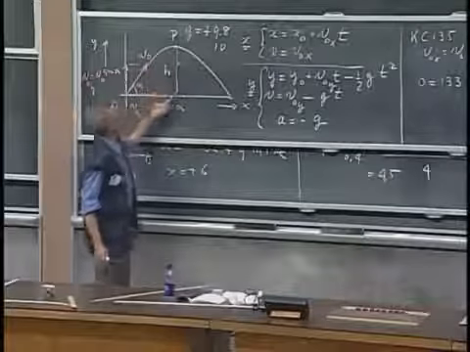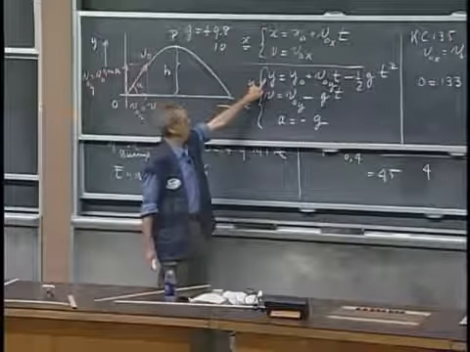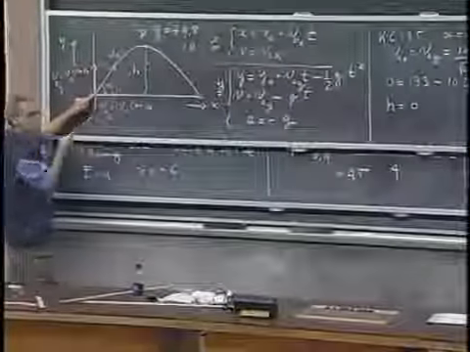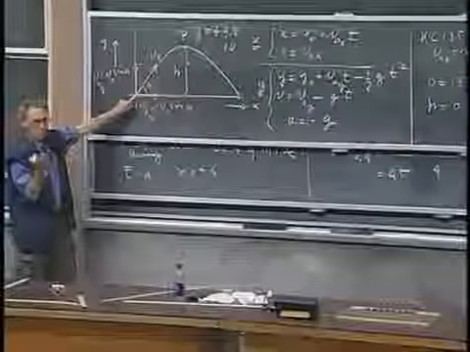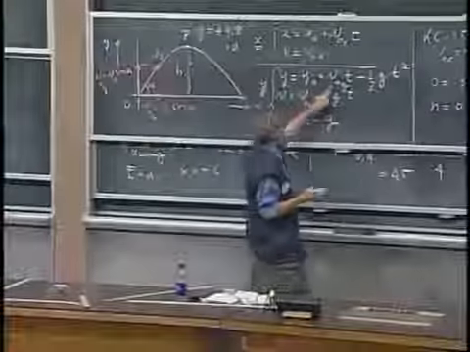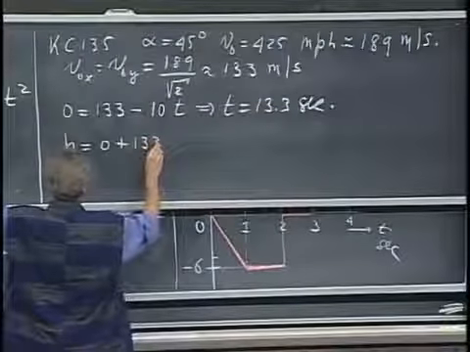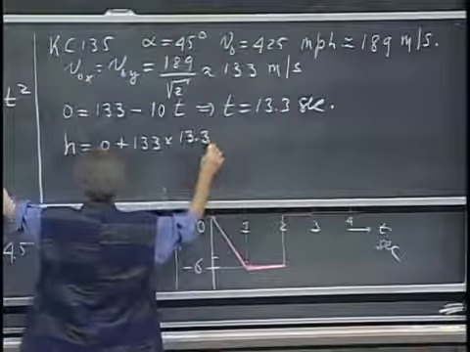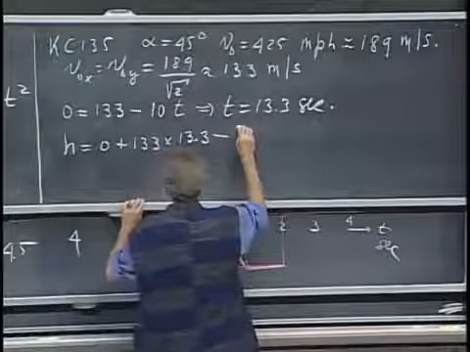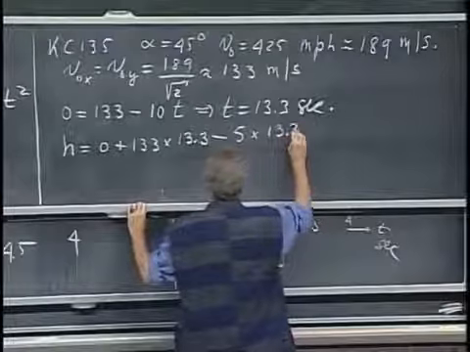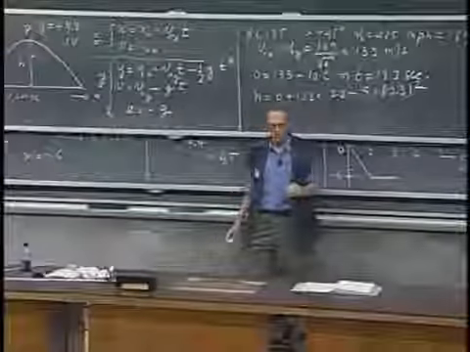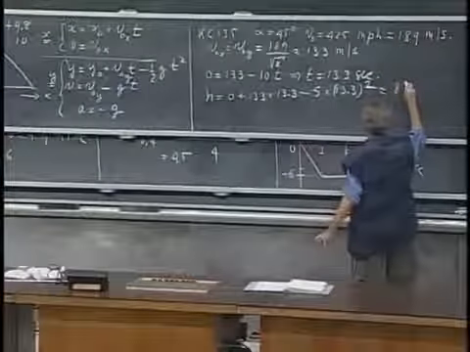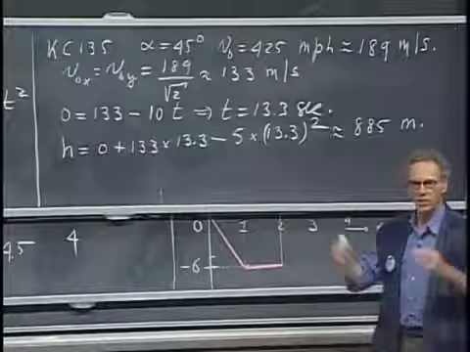And what is this distance h now? Ah, now I have to go to this equation. I say h equals 0, because I'm going to define the point where the plane starts its trajectory. I call that y0 equals 0. I'm free to do that. h equals 0 plus 133, that is the speed, times 13.3 seconds, minus 1/2 times g, that is 5, times 13.3 squared. That is what h must be. And that turns out to be about 885 meters. I think I told you last time it's about 900.